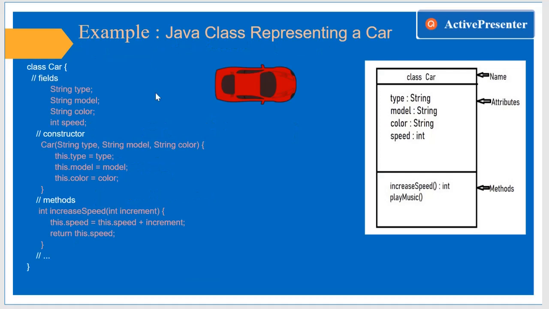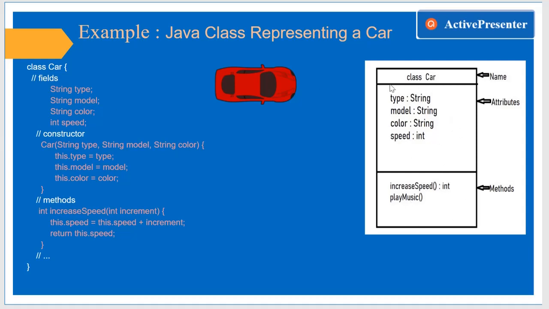So let's take an example: a Java class representing a car. The class name is Car. Attributes: type, model, color, speed. Methods: increase speed, play music. We can add a few more methods like decrease speed, stop music, and so on. Here I took these attributes and these methods.